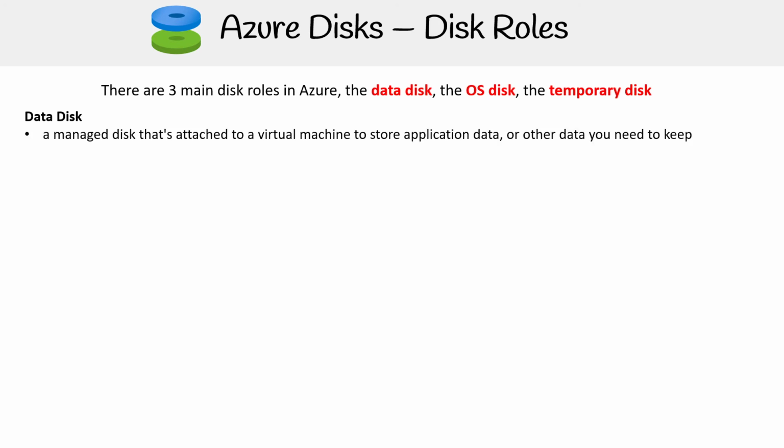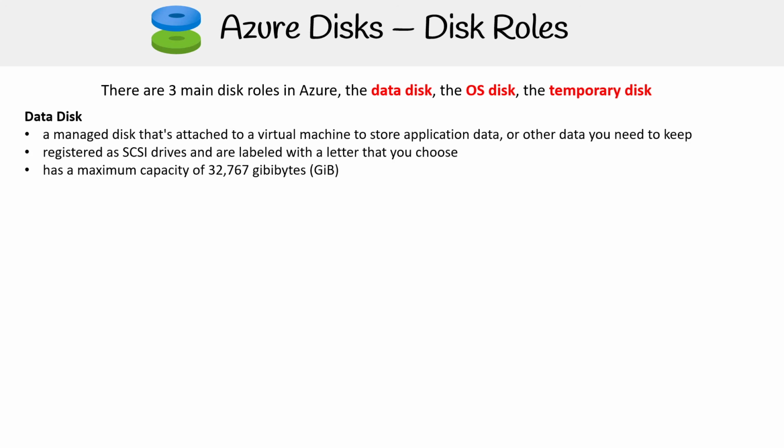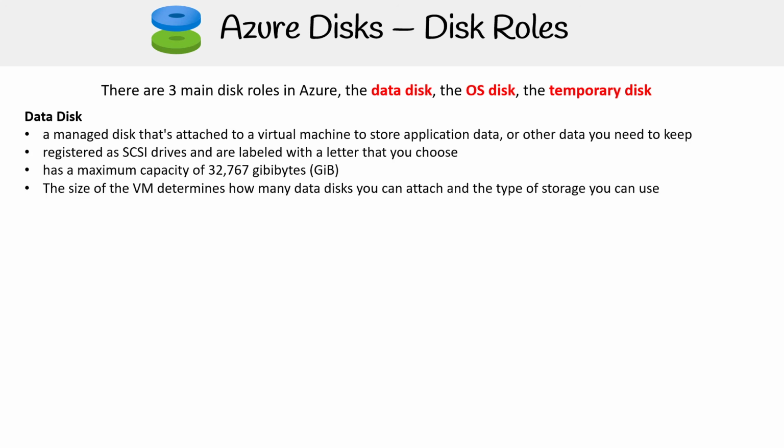So the data disk is a managed disk that's attached to the virtual machine to store application data and other data you need to keep. It's registered as an SCSI drive, I think it's pronounced SCSI, and is labeled with a letter that you choose, has a maximum capacity of 32 gigabytes, and the size of the VM determines how many data disks you can attach and the type of storage you can use.